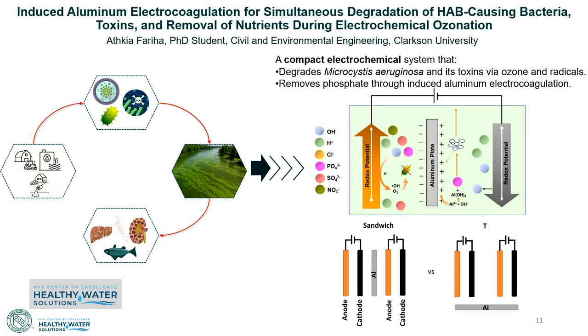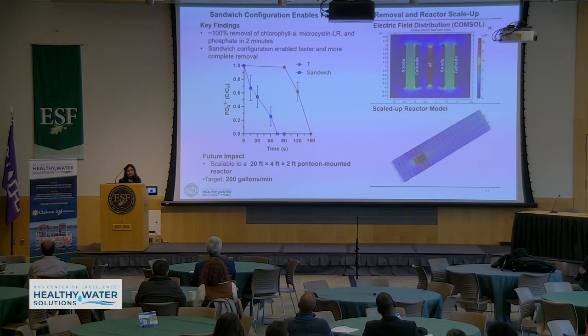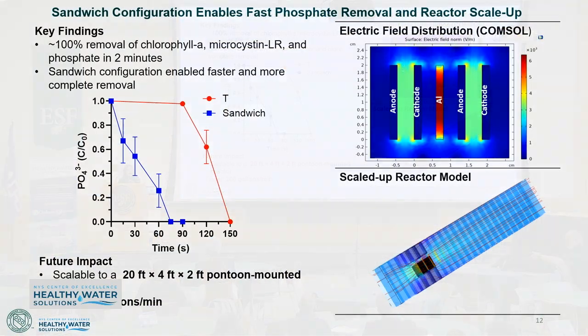We also tested out two configurations, sandwich configuration and T configuration. In the sandwich configuration, we place the aluminum plate in the middle of two parallel distinct pairs of anode and cathode, and in the T configuration we place the aluminum plate at the bottom of the electrodes. Now I'll show you how our system worked.